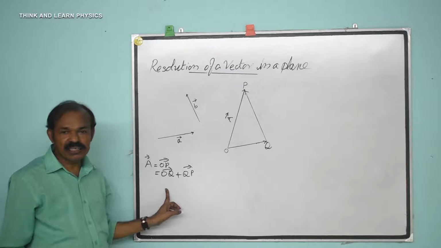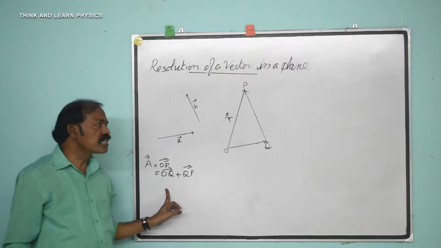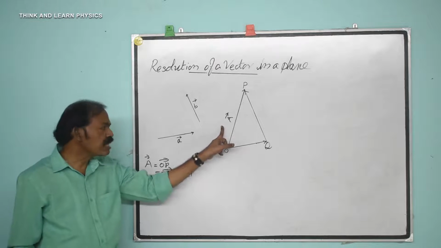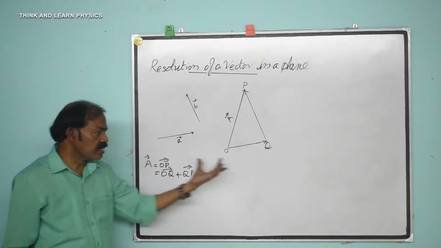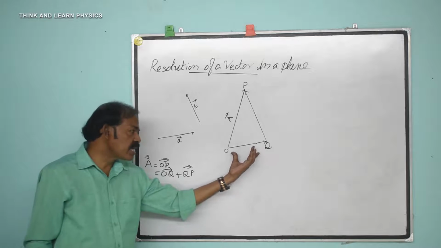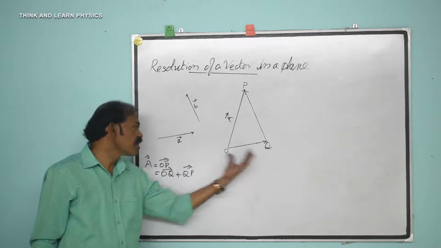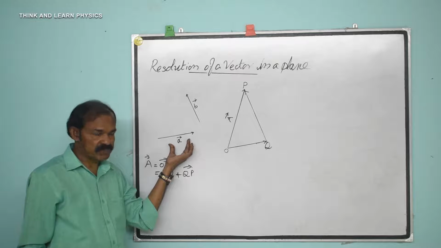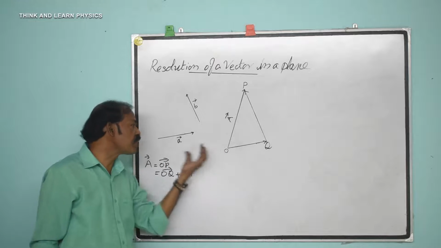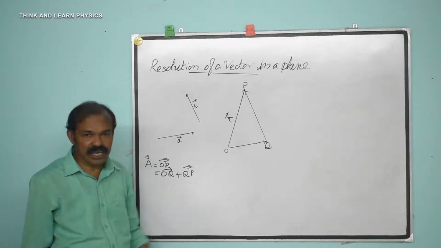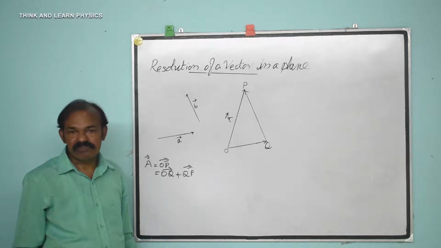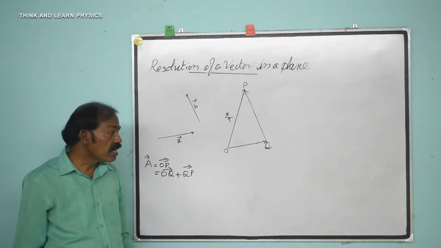Now what we are going to do is express capital A vector in terms of the two given vectors, small a vector and small b vector. This can be done by dividing the magnitude of OQ vector by the magnitude of small a vector. That means if you find OQ divided by small a, it will be a scalar, it will be a number, let it be lambda.